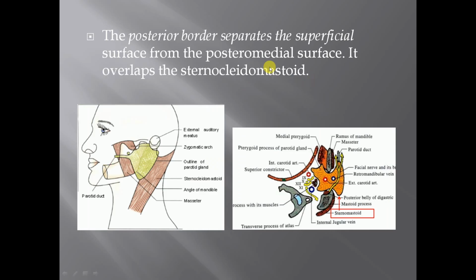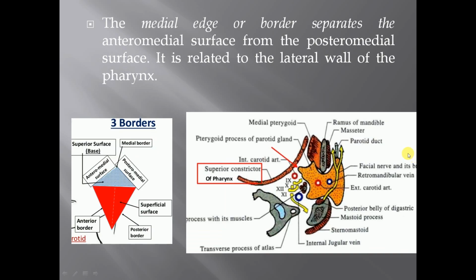Coming on to the posterior border, that separates the superficial surface from the posteromedial surface, and it overlaps the sternocleidomastoid. This one, the sternocleidomastoid in the posterior surface. So the medial border separates the anteromedial surface and the posteromedial surface. See, this is the medial border. So it is related to the lateral wall of the pharynx. This one.